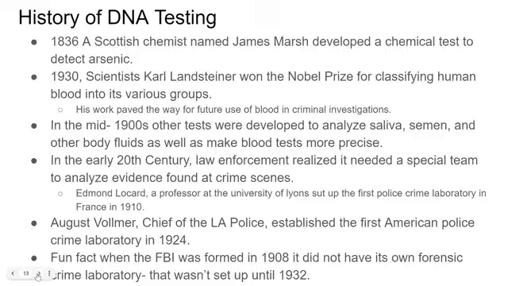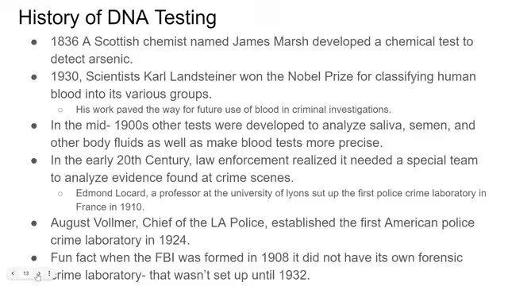In the early 20th century, law enforcement realized it needed a special team to analyze evidence found at crime scenes. Edmond Locard, a professor at the University of Lyon, set up the first police crime laboratory in France in 1910. And that is where we really start to see forensics take shape.